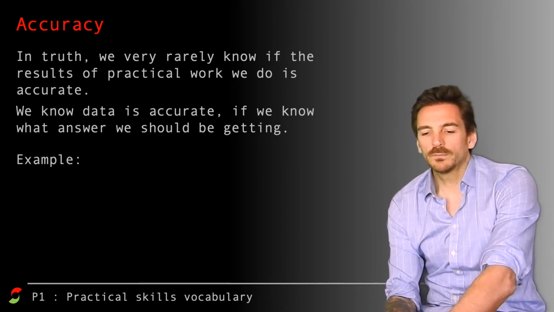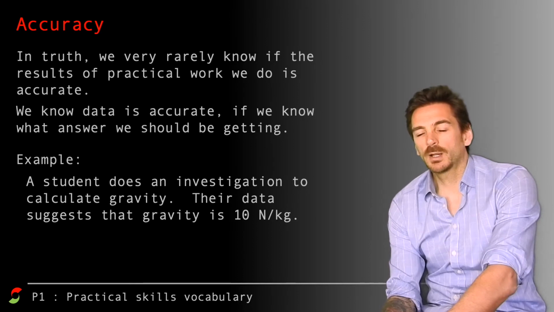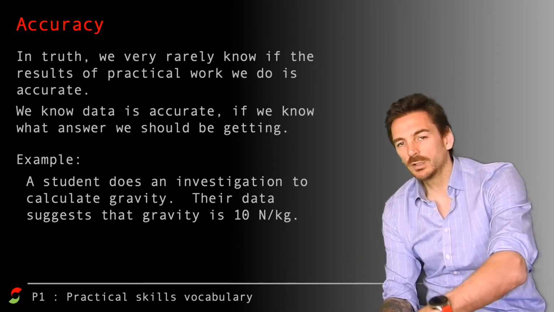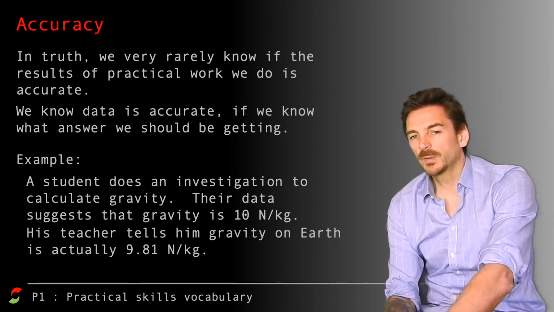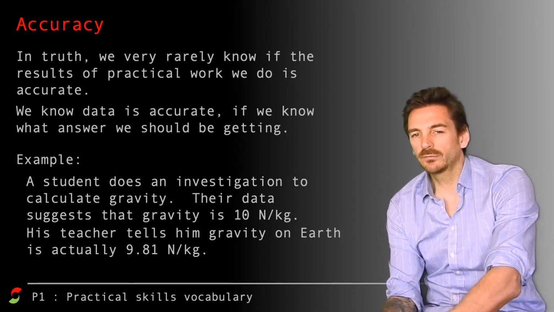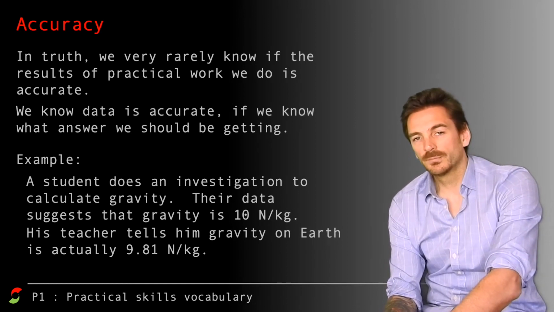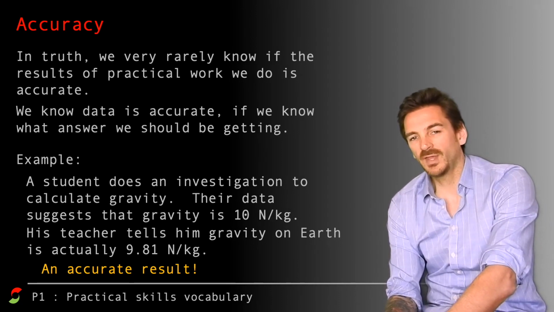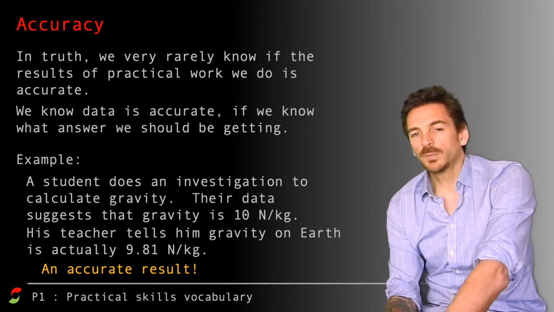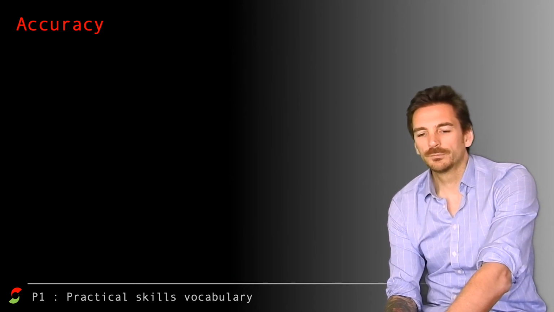Let's give you an example of this. Let's say that a student is looking to calculate gravity, and they get an answer of 10 newtons per kilogram, and they approach the teacher and say, I've got 10 newtons per kilogram. And the teacher says, actually it's 9.81 newtons per kilogram. Now, they're not exactly the same, but because of uncertainties in measuring and using equipment, they're accurate. That's an accurate result. I'd be happy if a student got 10 newtons per kilogram when they should be getting 9.81.